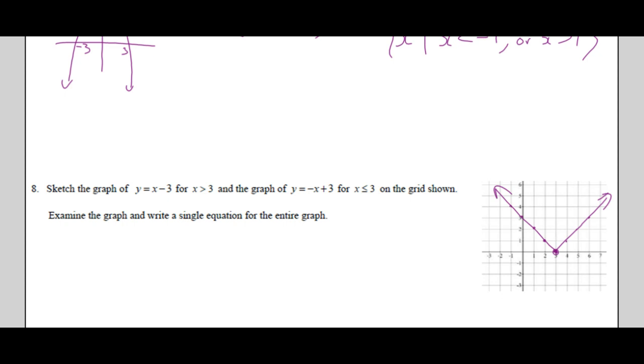And what's a single equation that describes this? Y is equal to the absolute value of x minus 3. Correct. Okay, is that it? Done.